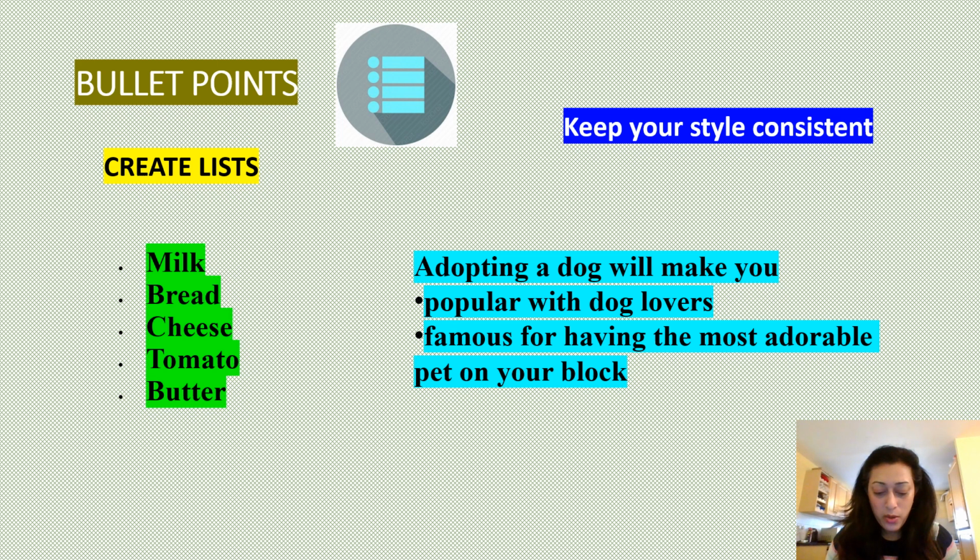Next is when you keep your style consistent. So make sure the grammatical structure of your bullet points is parallel by starting each with the same part of speech. For instance, if you start one point with an adjective, start them all with adjectives. So, "Adopting a dog will make you popular with dog lovers and famous for having the most adorable pet on your block." So try and start with an adjective if that's what you're starting with in the first bullet point.